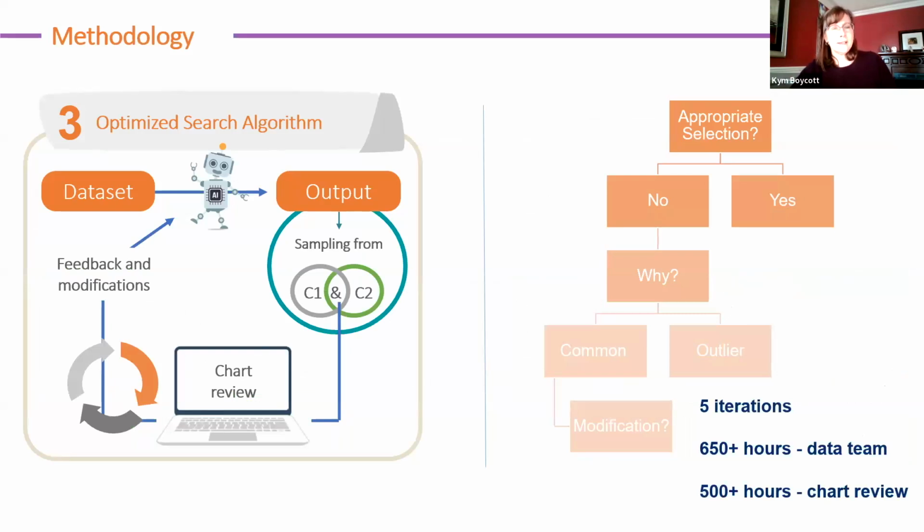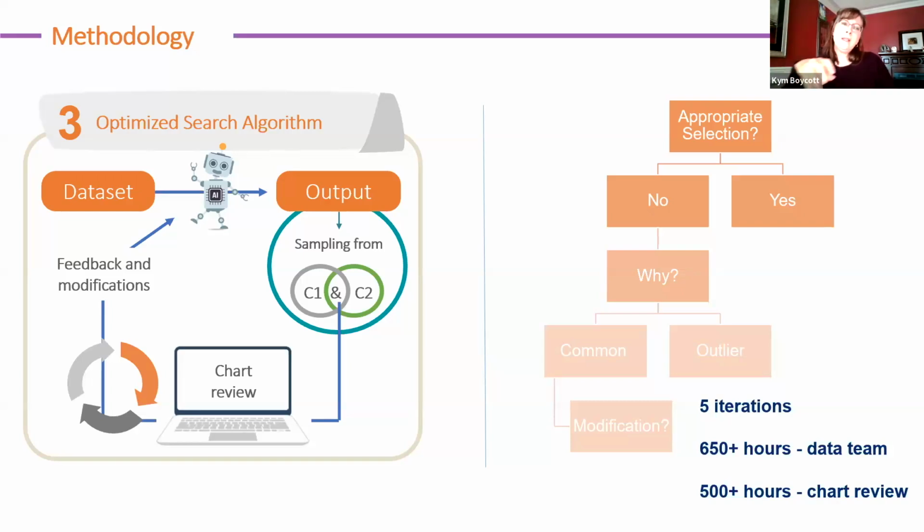So we had our data set, we had our gold standard, and we used that and kept making different alterations, expert-guided alterations based on what we were seeing. So we went through 5 iterations of this search algorithm, which in hours is about 650 hours contributed by the data team, and 500 hours contributed by Alex, who was a student at the time, and another student, Grace Ede, on chart review. Because when the algorithm flagged patients as potentially eligible, you then had to go in and see if they actually were.